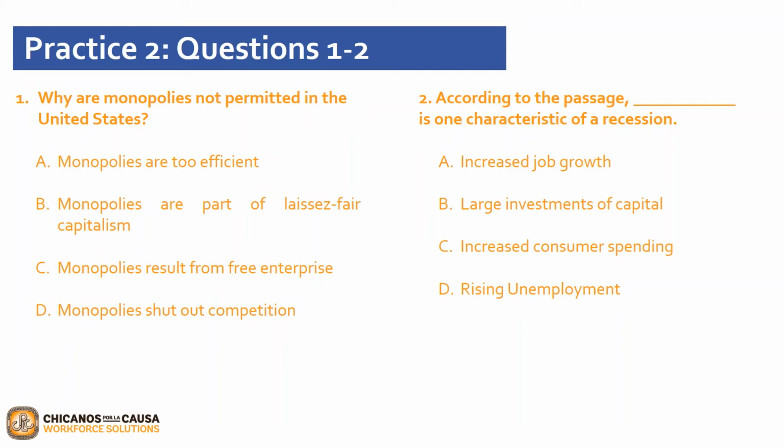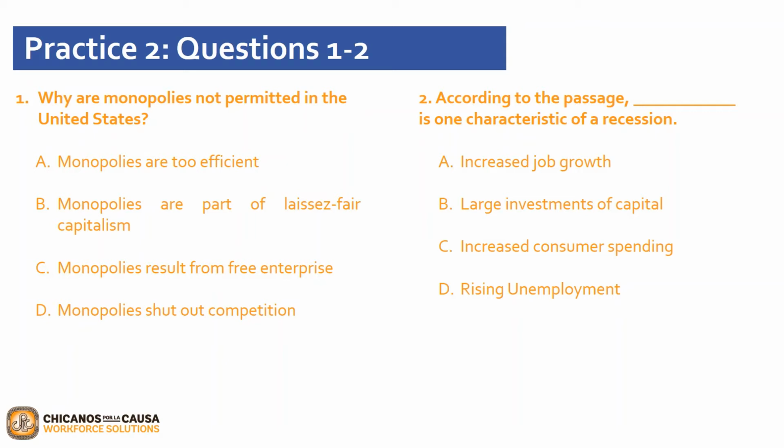If we look at option A, monopolies are too efficient. That seems a bit odd, as efficiency is typically a positive attribute. Would we have banned something because it was efficient? Probably not. But let's look at option D.